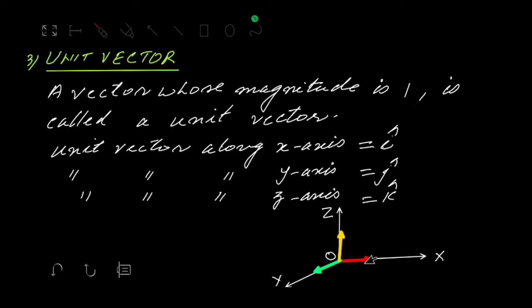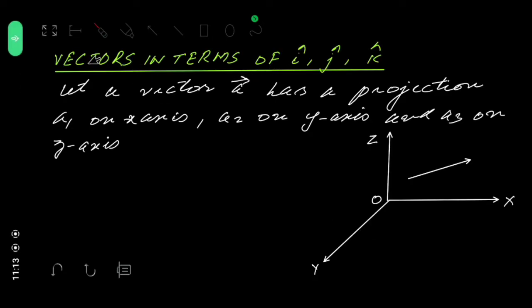Vector in red color is a vector along x-axis, and if its magnitude, or we may say its length, is 1 unit, it is denoted by i cap. A unit vector along x-axis is denoted by i cap. Similarly, a unit vector along y-axis is denoted by j cap, and a unit vector along z-axis is denoted by k cap. Now here let us talk about vectors in terms of i cap, j cap, k cap.